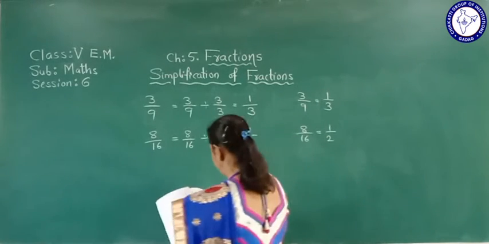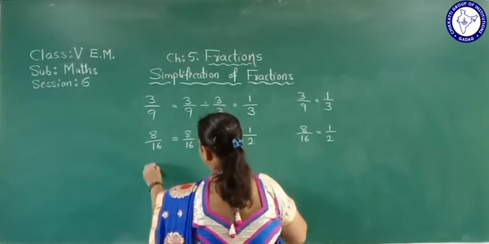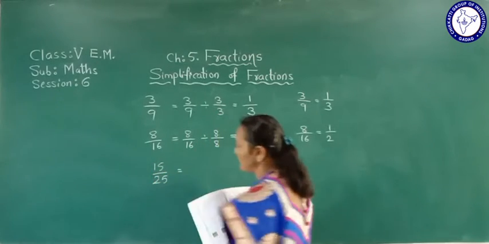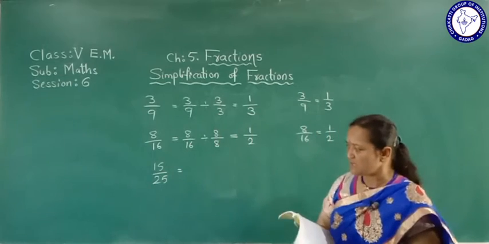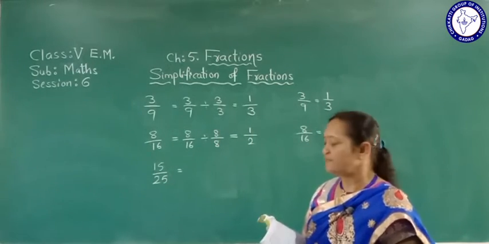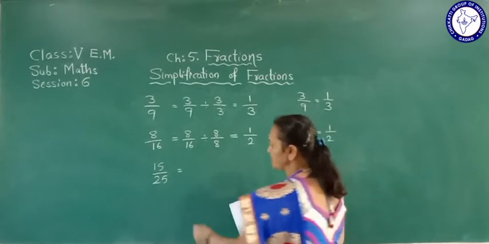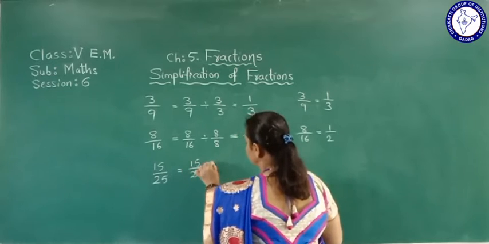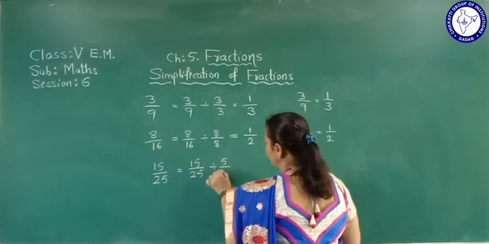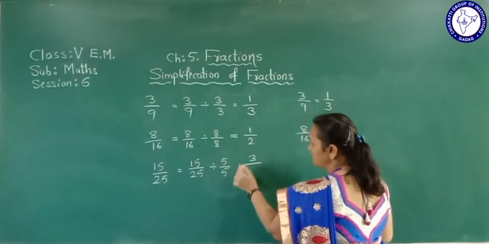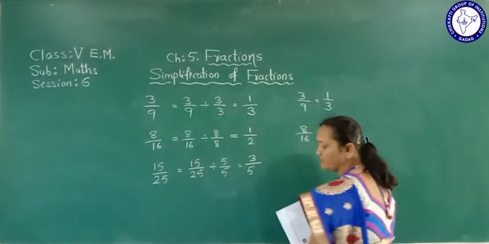Still one example, 15 by 25. Now 15 and 25, both numbers you will find in the 5 table, isn't it? 5 threes are 15 and 5 fives are 25. So this 15 by 25, reduce it by 5. Divide both numbers by 5, you will get 5 threes are 15 and 5 fives are 25.